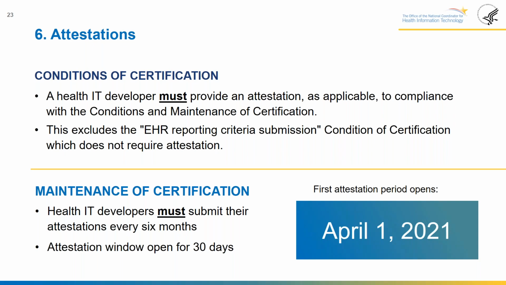However, all developers will be expected to attest to the communications condition of certification, and we lay all of that out in regulatory text. And then, as you can see on the date on the right, the first attestation period will begin April 1st, 2021. After that, developers will be required to submit their attestations every 6 months.